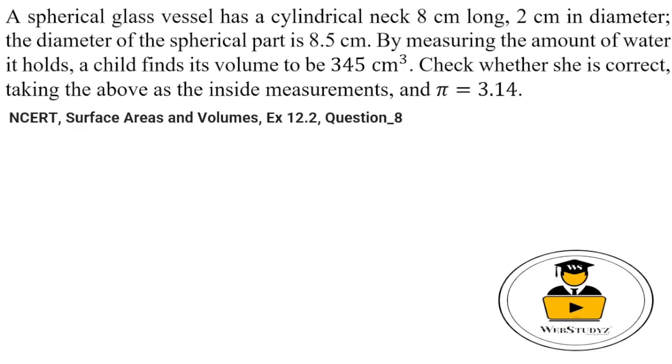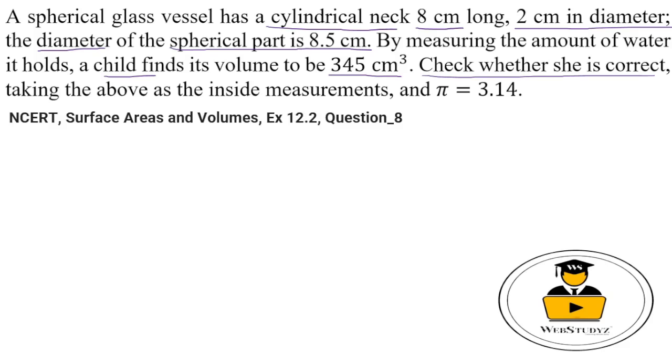A spherical glass vessel has a cylindrical neck 8 centimeter long and 2 centimeter in diameter. The diameter of the spherical part is 8.5 centimeter. By measuring the amount of water it holds, a child finds its volume to be 345 centimeter cube. Check whether she is correct, taking the above as inside measurement and pi equals 3.14.